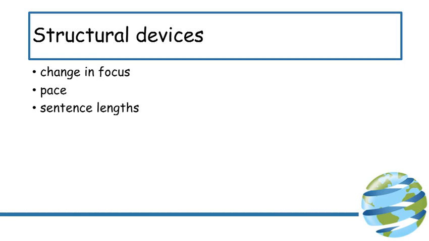Okay, so just using that short extract, we've managed to highlight three really significant things. We've had a look at the sentence lengths and the impact that that has on the reader. We've had a look at the pace and that impact on the reader. And we've also had a look at the change in focus and that impact on the reader. So even just with that short extract and looking at those three points, we've managed to come up with quite a detailed analysis of how the writer has structured the text to interest a reader.